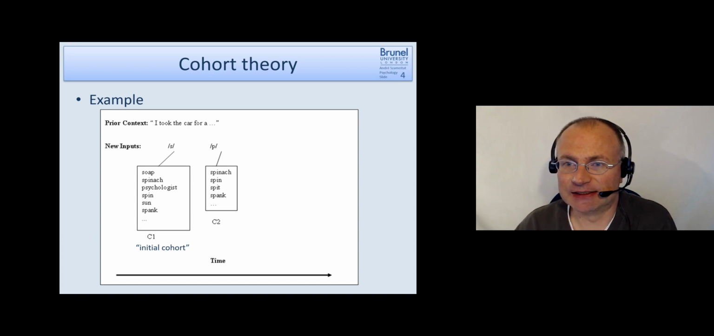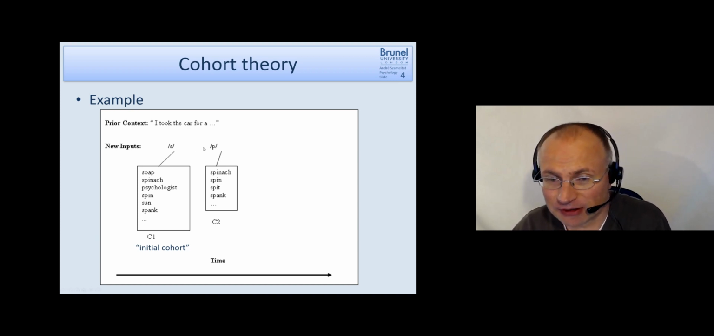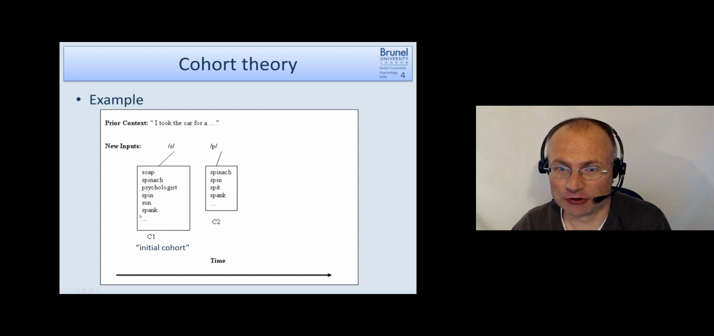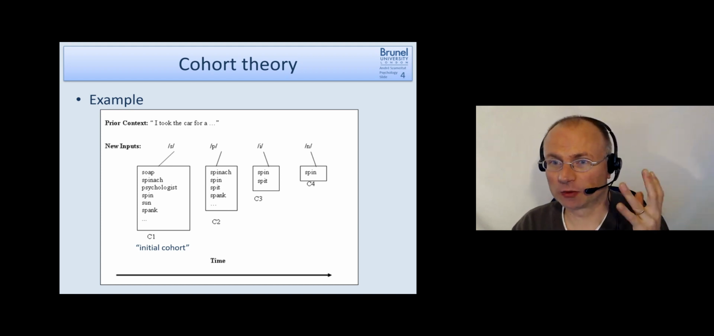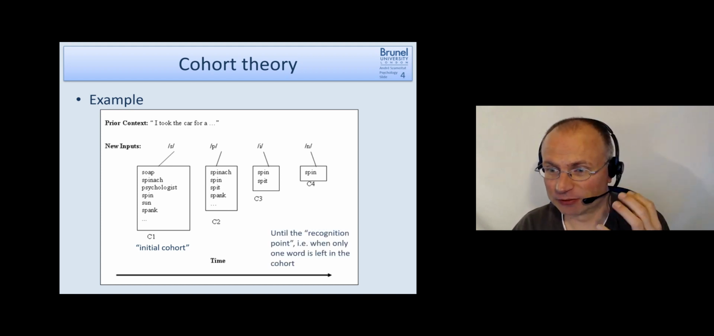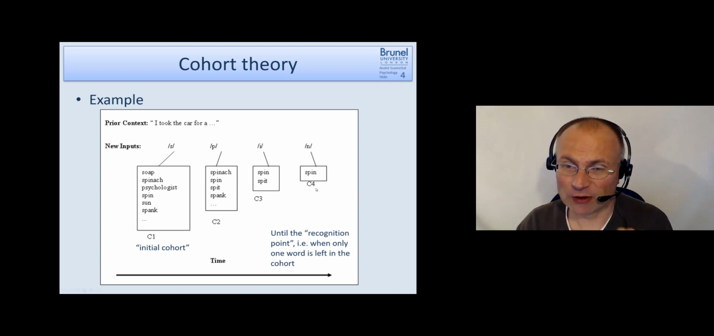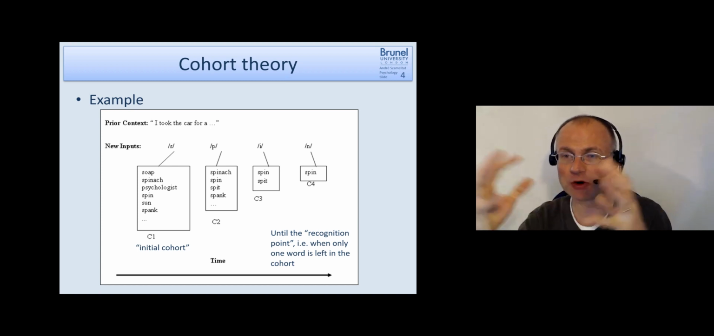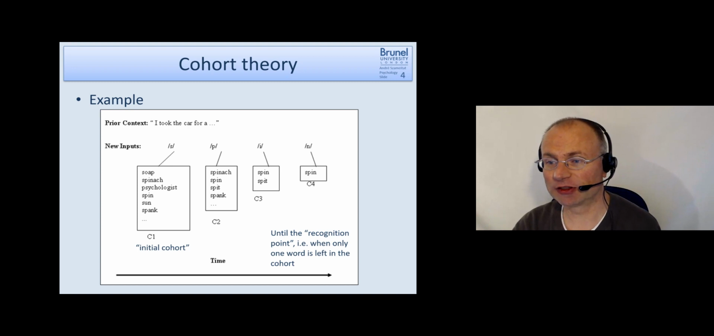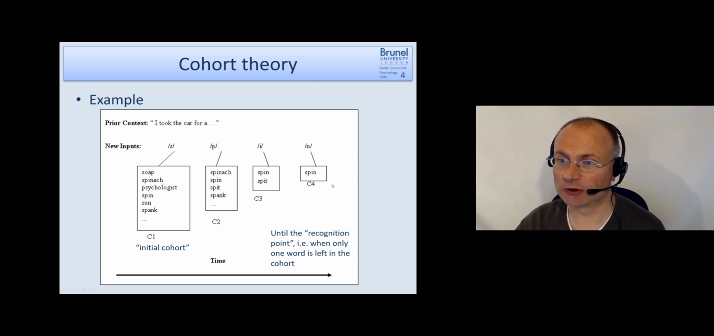Then we may hear the phoneme p, so it's sp. So we can exclude words from our cohort. So it can't be soap anymore, it can't be sun anymore. And this goes on. Then we hear i, so it could be spin or spit, and then n, spin, and it will be clear, oh yes, that's the word we are looking for. I took the car for a spin. And the point where we have identified the word and said, that's the word we choose from our lexicon, there are no other alternatives left, this is called the recognition point. That's the only word left in the cohort.